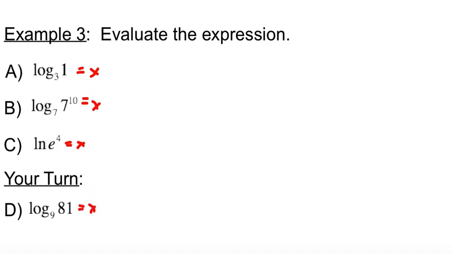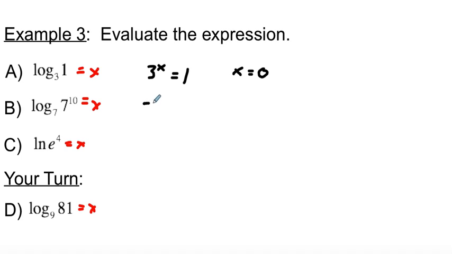So let's try them out. So now we have 3 to the x equals 1. So now you can think, 3 to what power gives you 1? Oh yeah, 3 to the 0. Anything to the 0 power is 1, so 3 to the 0 of course is 1.